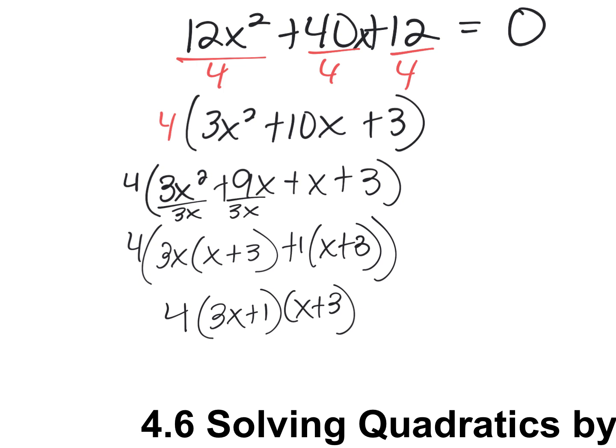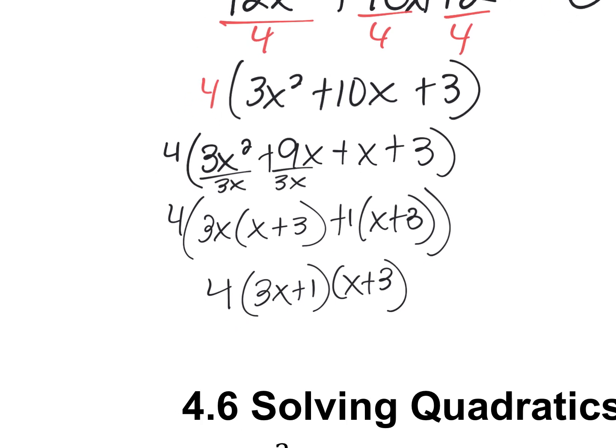Okay, so we get here, and then some people, this 4 throws them off. And remember, you need to set each piece equal to 0. So 4 equals 0. That's because 4 is a piece in its own right. Since there is no variable, this part right here would be no solution. So really, the 4 does not play a role in this problem.